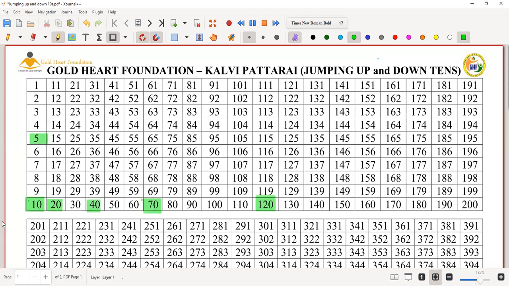I'm selecting 5. 5 plus 10 is? Jump one step. 15. That's it. All right. 15 plus 10? Awesome. That's 25. 25 plus 10? 35. 35 plus 10? 45 plus 10? 55 plus 10? All right.